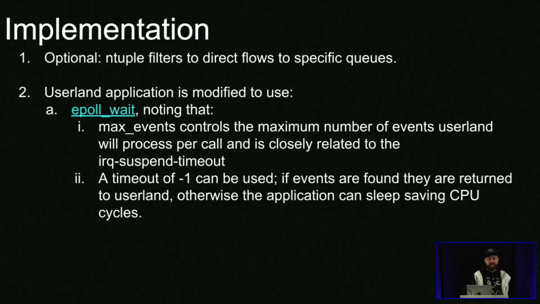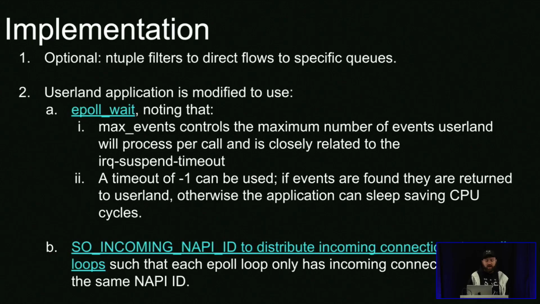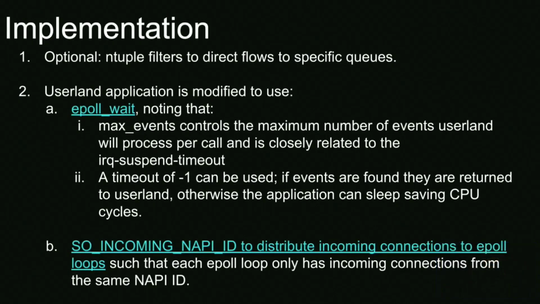And you can use a timeout to epoll wait of -1, which would cause your userland app to sleep. The reason why you can do this is because IRQ suspension will either return events to you if there is data available, and you'll be able to process it, or if there is no data available, then IRQ suspension re-enables interrupts, and then your app can go to sleep and get woken up as soon as data arrives again. So you can save your CPU cycles. And so those are the notes about how you're using epoll wait in your app.